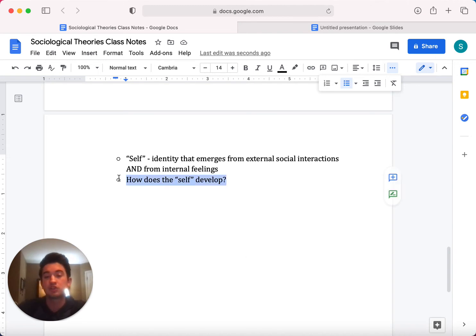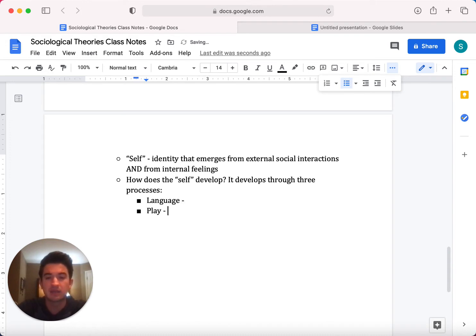So what George Herbert Mead thought about the self is that it develops through three processes. Okay, so three important processes kind of determine yourself. I'm going to write them down now, and I'm going to define them all too. So we have language, play, and games. We're going to go through each of these right now. Just know that Mead said that the self develops through language, through play, and also through games, okay?